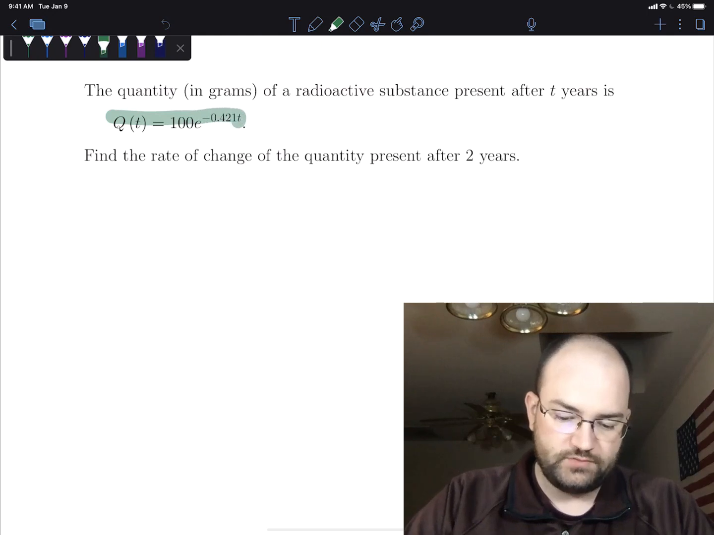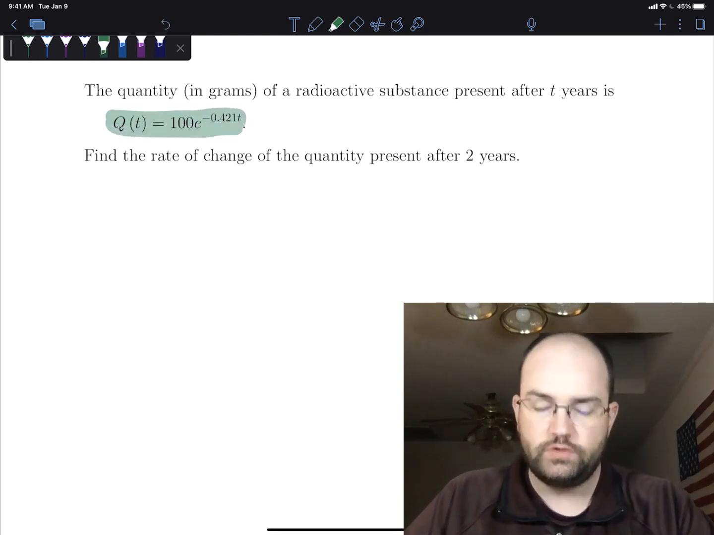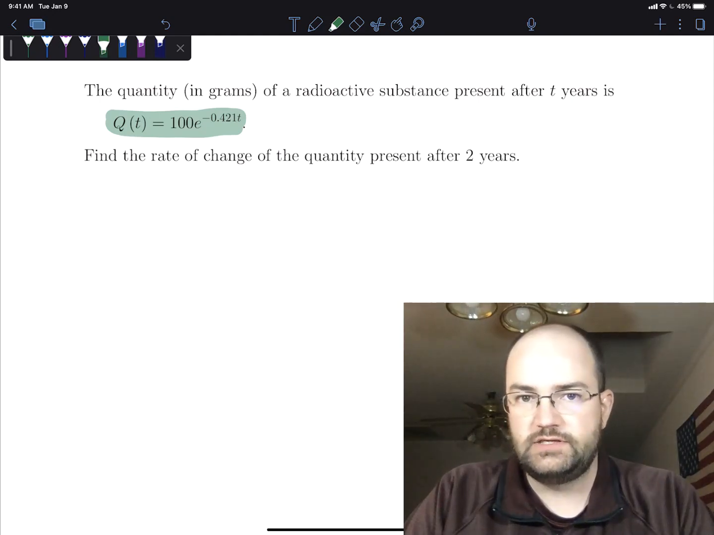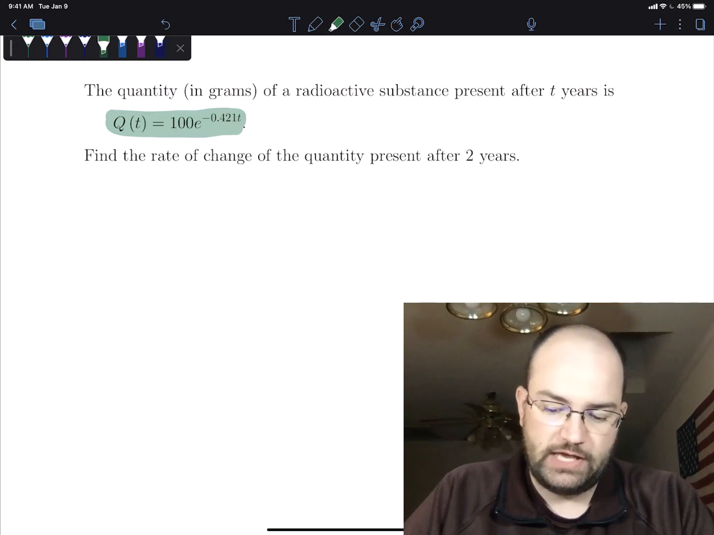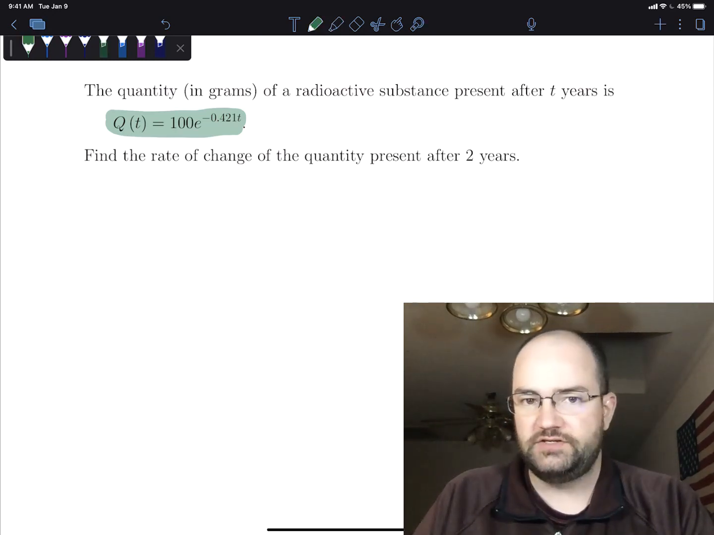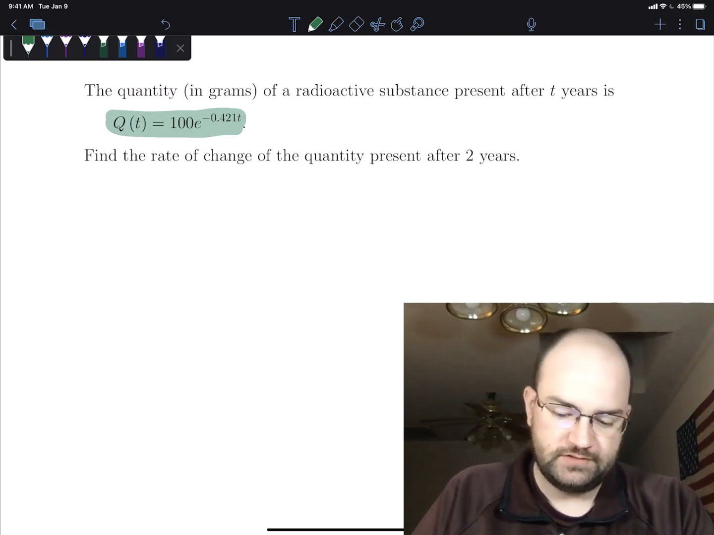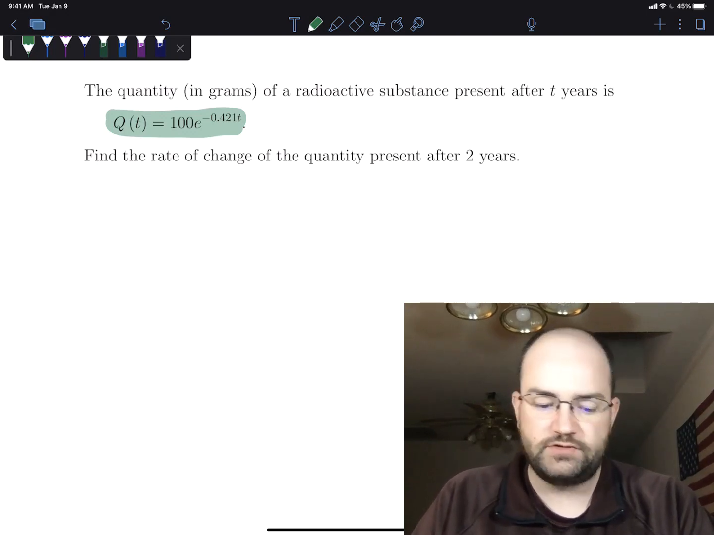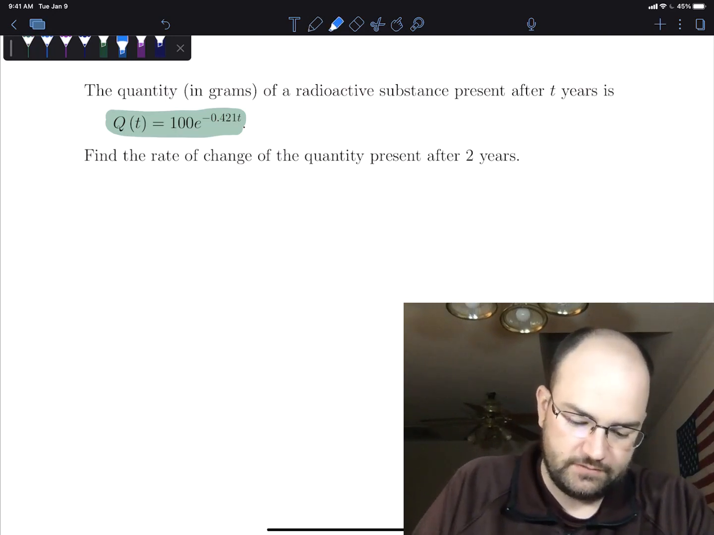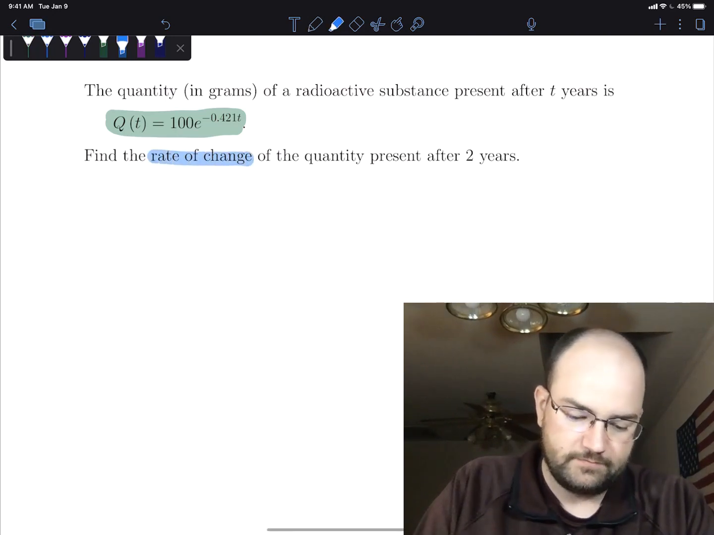Okay, so our formula is right here. Q of T equals 100 e to the negative 0.421 T. Now notice that in the initial year, T equals 0, that means that we have 100 grams present. We want to find what's the rate of change of that after 2 years. In other words, how much is it being reduced after 2 years? So let's find Q prime of T. So that is what this is representing.